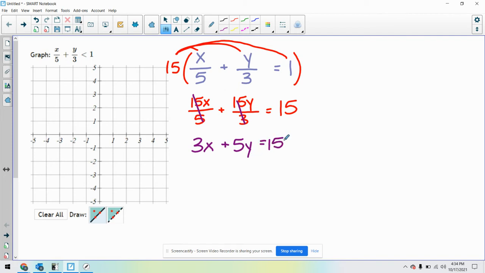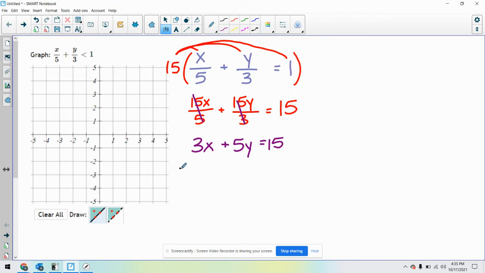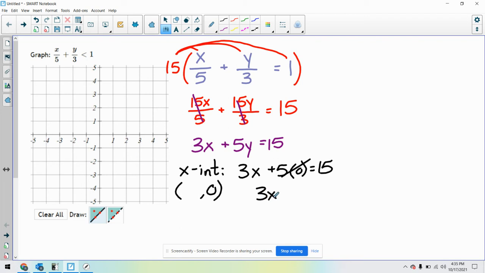All right, so I have an equation in standard form. So I'm going to graph this by using intercepts. So if I want to find the x-intercept, that's what I get when I let y be 0. So I'm going to plug in 0 for y. I get 3x plus 5 times 0 equals 15. So this is just going to drop off. So I'm left with 3x equals 15. Dividing both sides by 3, I get x equals 5.